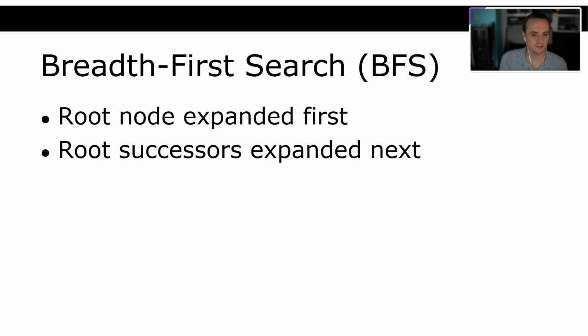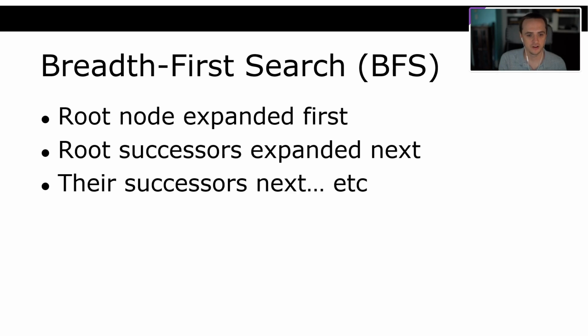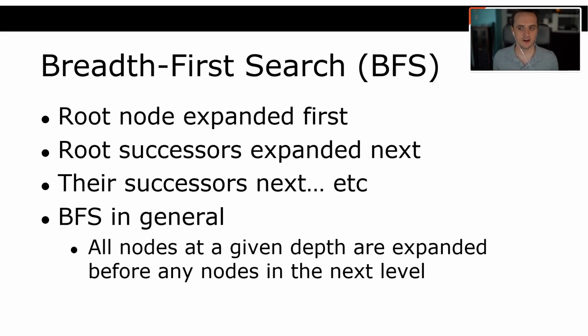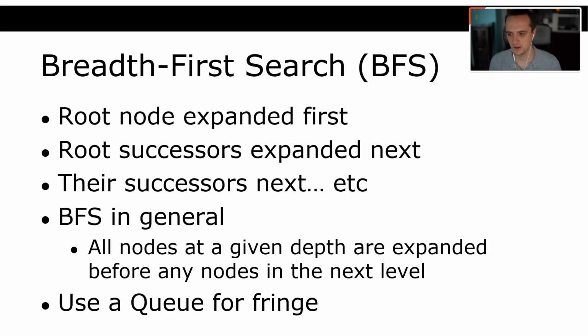So, in breadth-first search, we expand the root node first, right? Then, the successors of the root node are expanded next. And then all of their successors are expanded next. So in general, what breadth-first search does, and we'll show an example of this, all nodes at a given depth are expanded before any nodes in the next depth. Okay? So we will expand every node at depth 0, then we will expand every node at depth 1, and then we will expand every node at depth 2 before we go any deeper. And this is going to use a queue for a fringe. Okay?